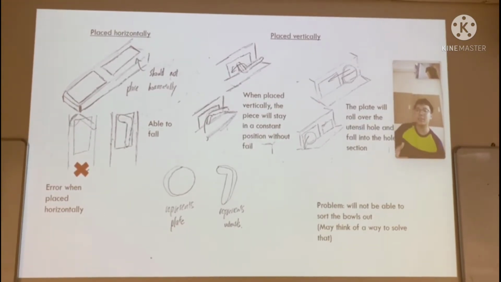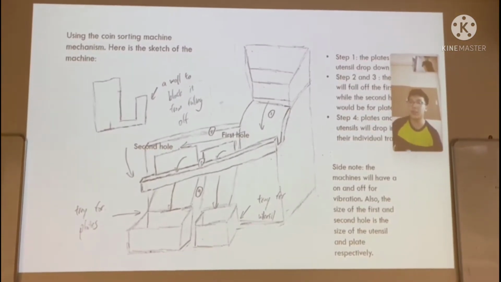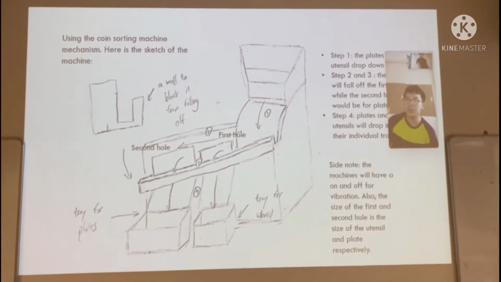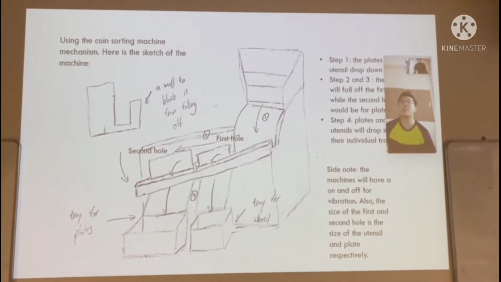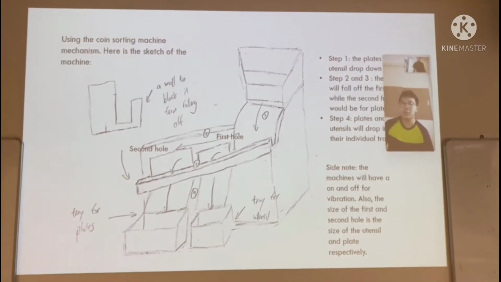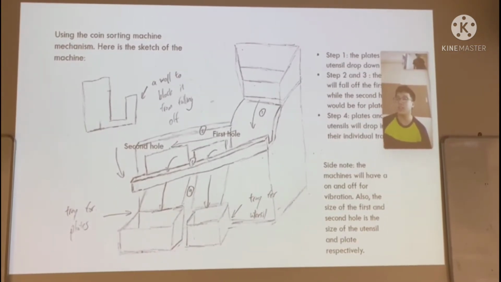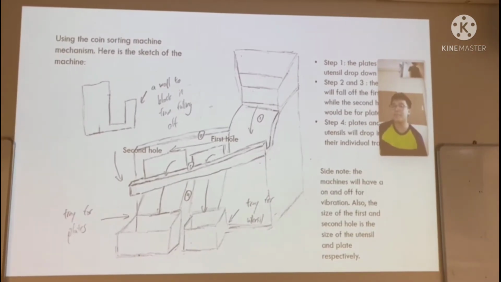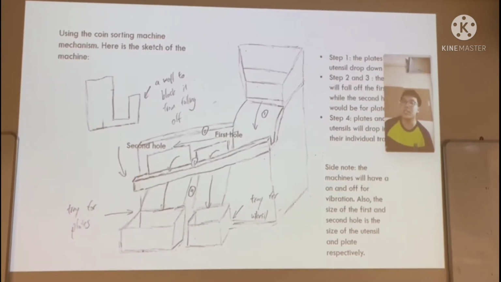So as you can see from the next slide, the coin sorting machine mechanism is as I sketched the whole thing out. First, the machine will drop down, and the spoon and utensils will go down first, while the plate will go down next. But the problem is, this one can only sort out spoons and plates. And side note, the machine will have a vibration function, so it will have more movement, one could say.